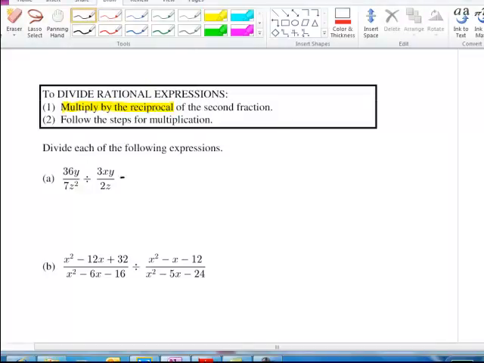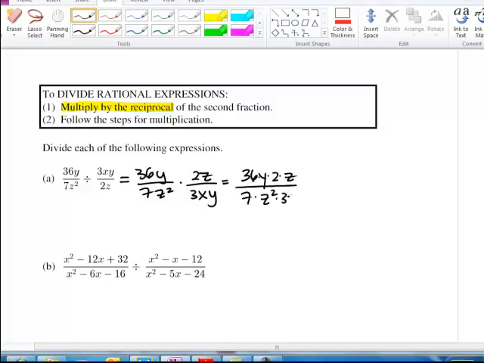Okay. So your first step on this would be 36y over 7z squared. Change that division sign to multiplication and flip the second one over. Okay. And then you can just put it all together because it's all just multiplication. So 36 times y times 2 times z over 7 times z squared times 3 times x times y.